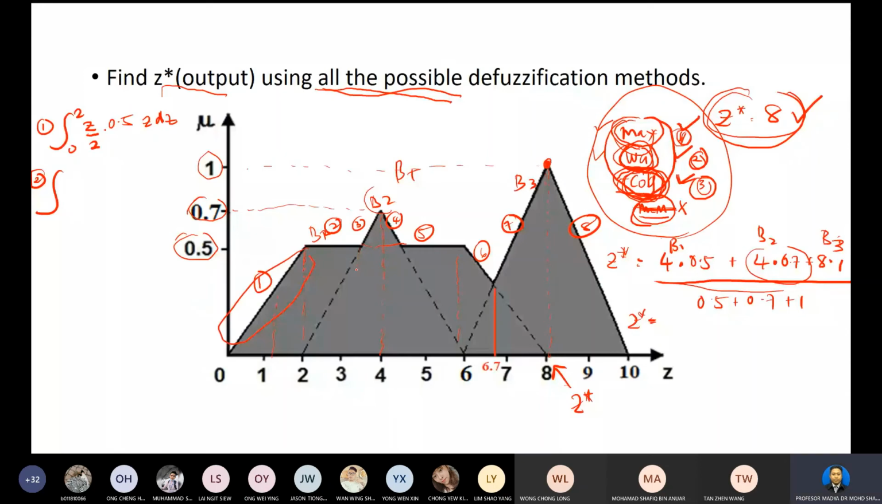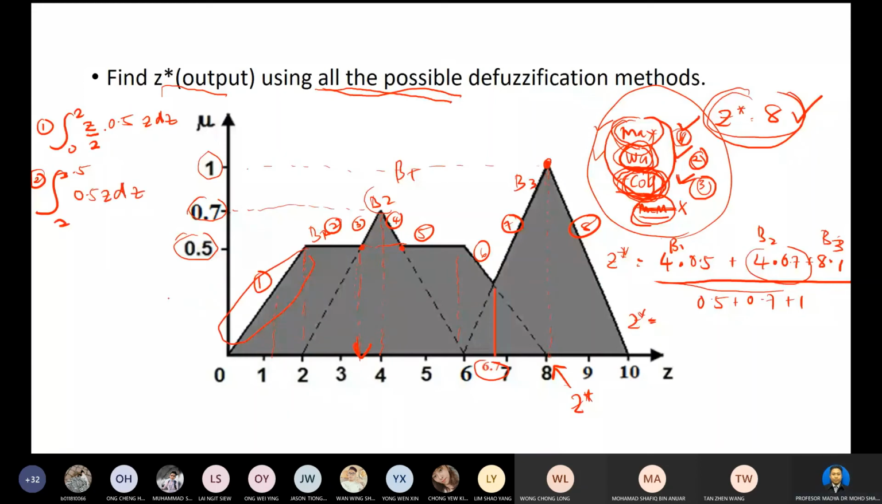Okay, we assume it as 3.5. Normally for the midterm and the final, this value will be given. Suppose we have the standard answer, so that's why we give the value, for example, 6.7. For example, this value is 3.5. We assume from 2 to 3.5, the membership value is 0.5 z dz.